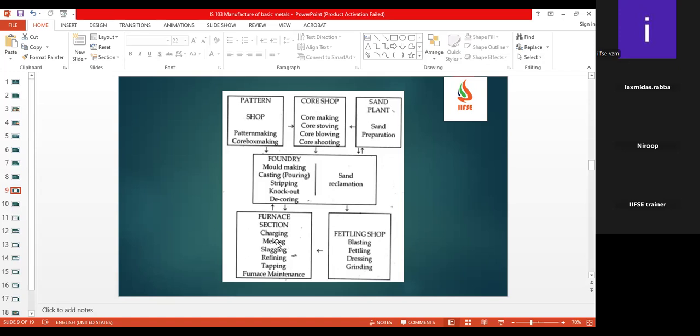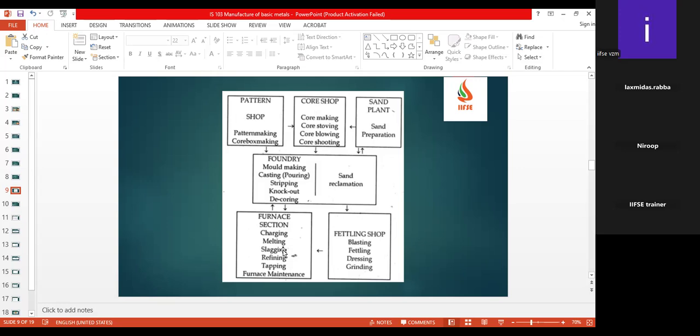Charging is nothing but charging the furnace, like you are feeding the scrap metal to the furnace. Then melting. Slagging is the waste which forms over the furnace top. Then refining, where we use some other metals to refine the metal. Tapping is the same kind of activity. Then we do furnace maintenance.